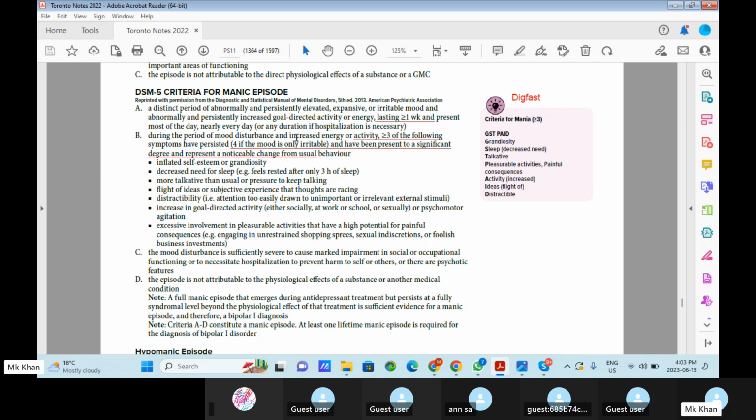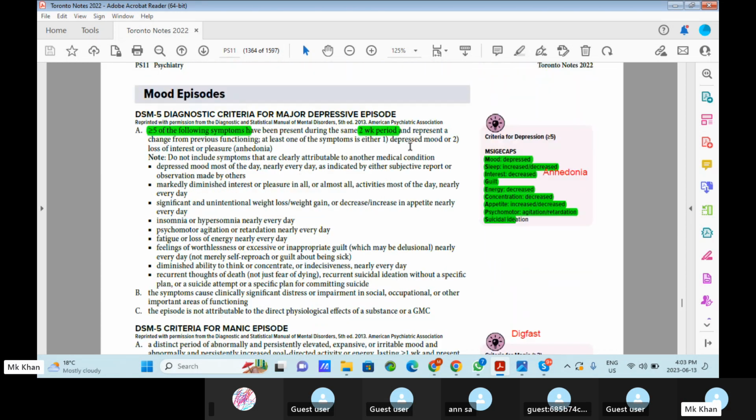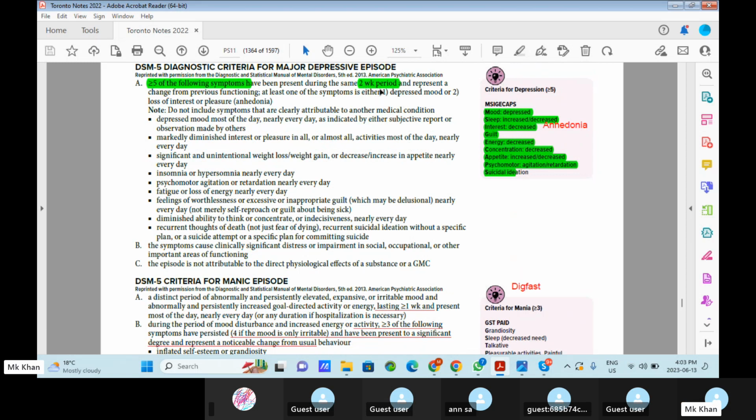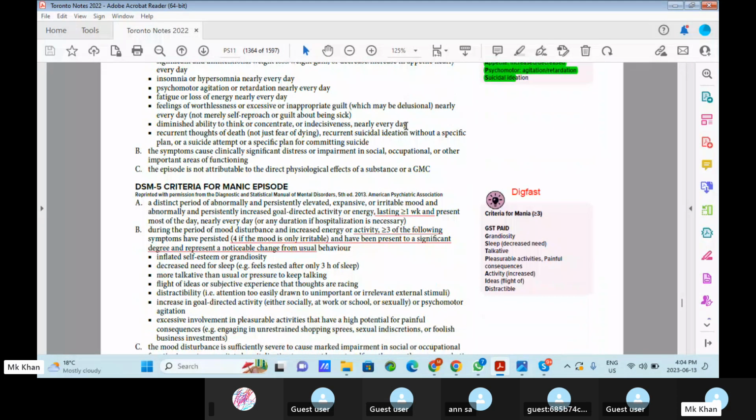Anyway, this is a distinct period of abnormal and persistently elevated or irritable mood and abnormally, persistently increased goal-directed activity or energy, lasting more than 1 week and present most of the day, nearly every day, or of any duration if hospitalization is necessary. Someone has mentioned that depression is 2 weeks, so 2 blue weeks, and this is 1 fun week. So 1 fun week and 2 blue weeks, something to remember.